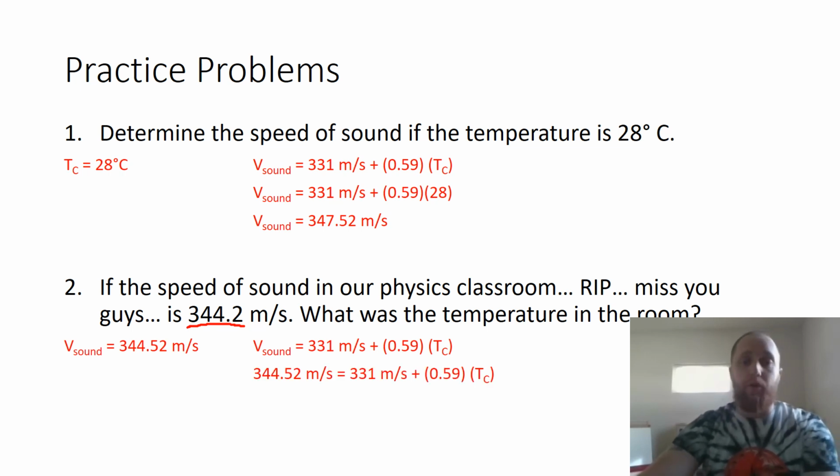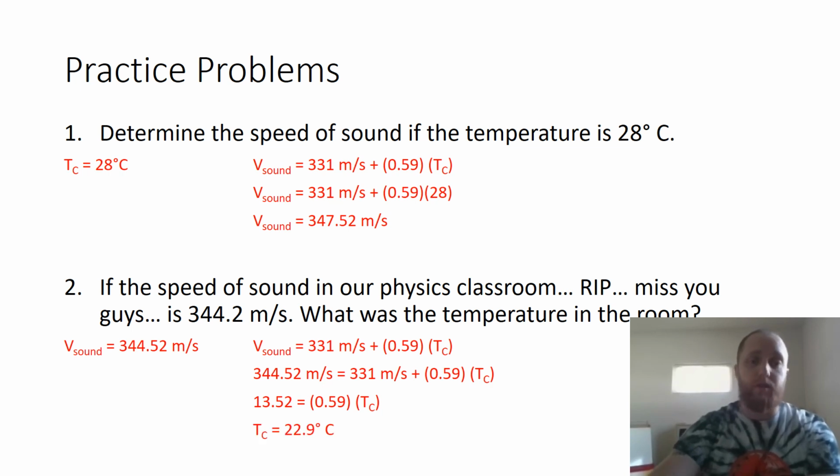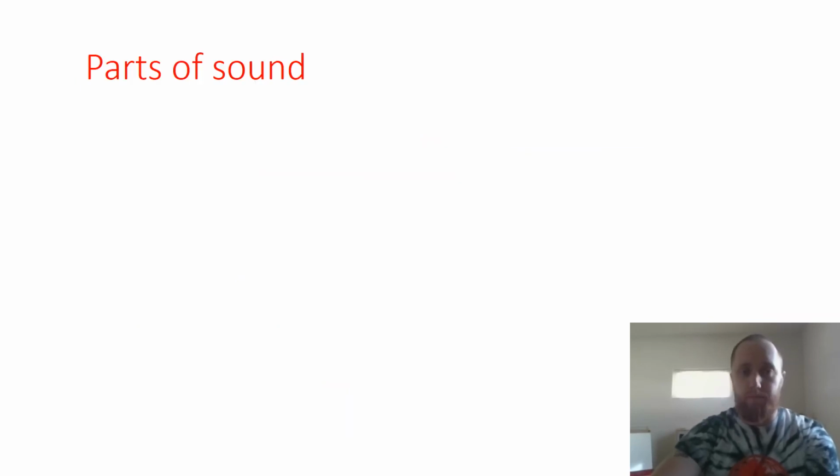The one thing I want to make note of here, because there'll be a problem like this on the mini test that you've got to do, is order of operations. Remember to move the 331 first. Don't do 331 plus 0.59 and then subtract it or divide it from both sides. Make sure you move 331 first. When you move 331, you should get about 13 and a half. Then you can divide it by 0.59, 0.6, however you want to round it, doesn't matter, but you should get around 23 degrees Celsius.